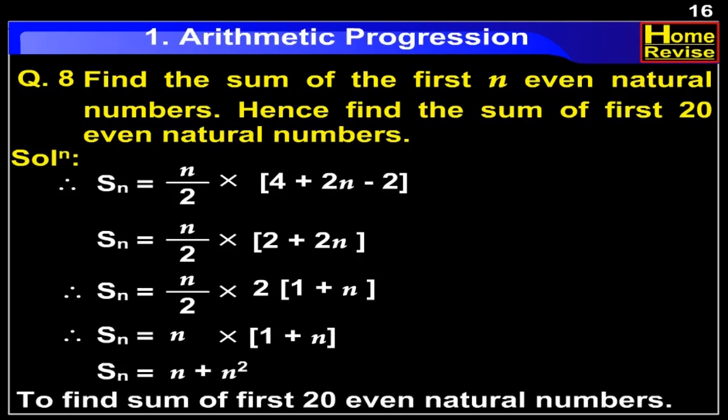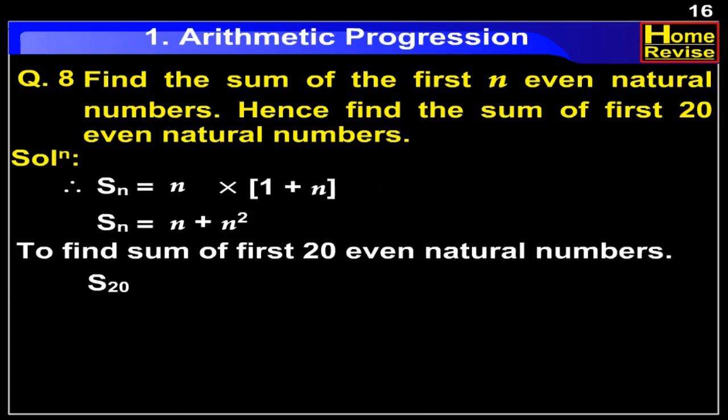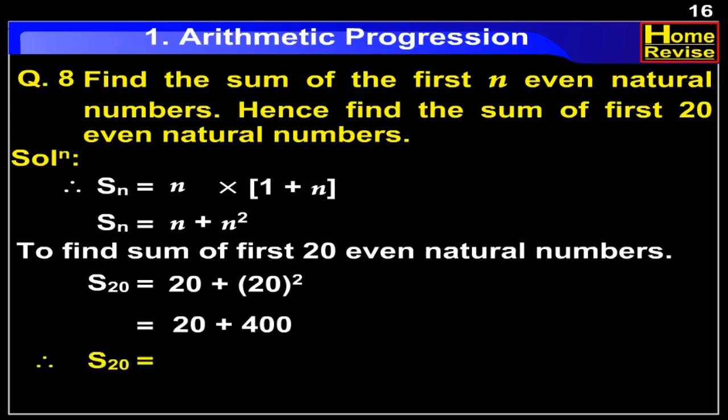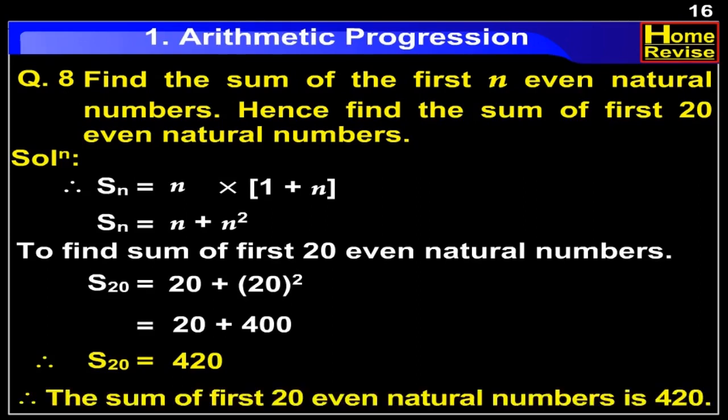Now to find the sum of the first 20 even natural numbers, S20 is equal to 20 plus 20 square, which is equal to 20 plus 400. Therefore, S20 is equal to 420. Therefore, the sum of the first 20 even natural numbers is 420.